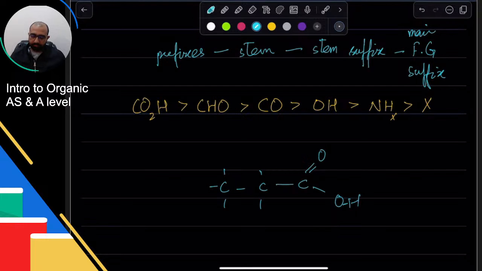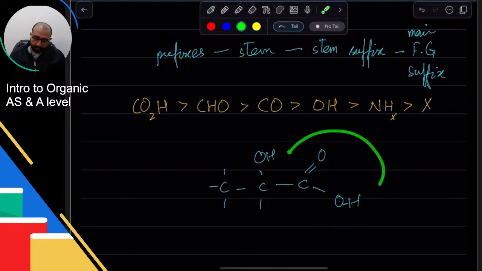Okay. This one is pretty straightforward, propanoic acid, right? But what if I add OH here? Although I've not shown the bond between O and H, what will happen now? The priority goes to carboxylic acid. So it is still propanoic acid.